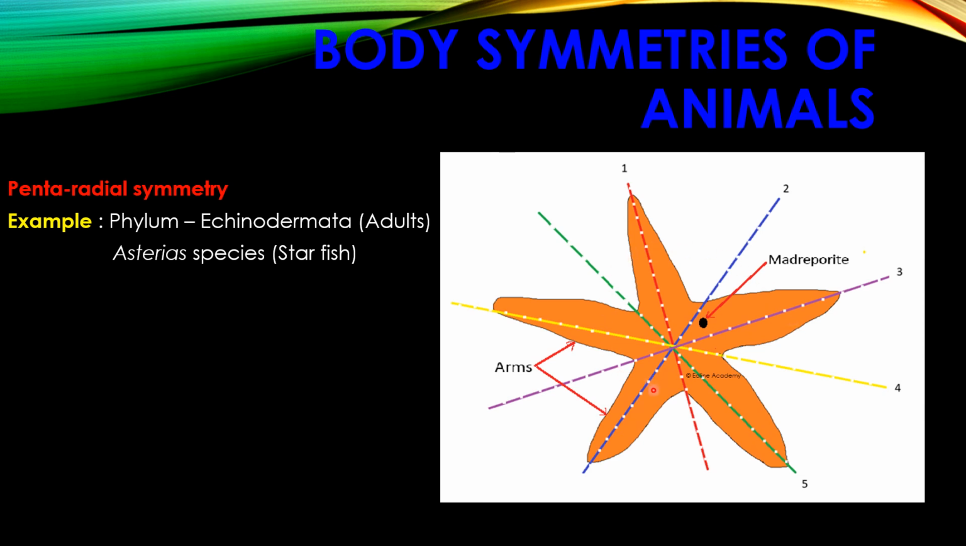This is a starfish. It has 5 arms and a central disc. Over here, the central disc is not visible. If you cut this animal along any of these 5 axes, you will be able to get two mirror images. But if you cut this animal along any other axis, you are unable to get two mirror images. So as such, this type of symmetry is known as penta-radial symmetry.